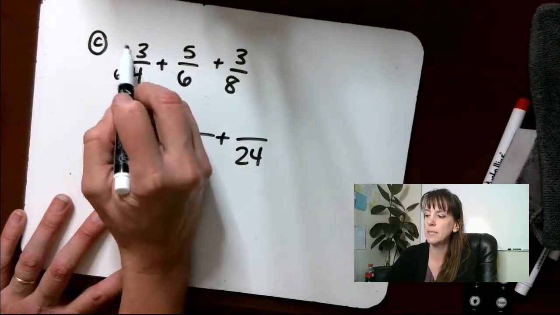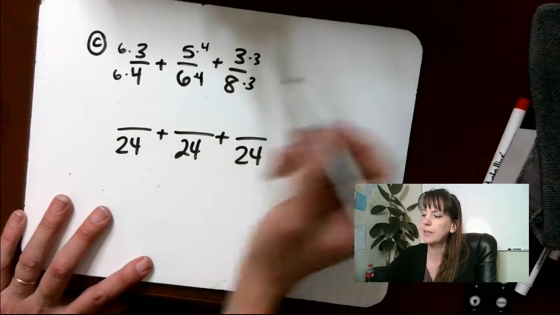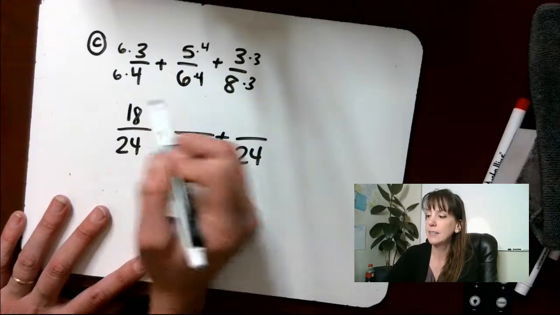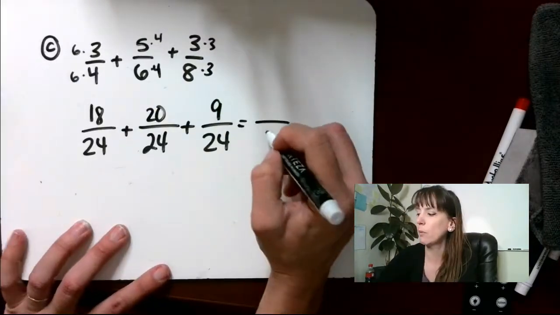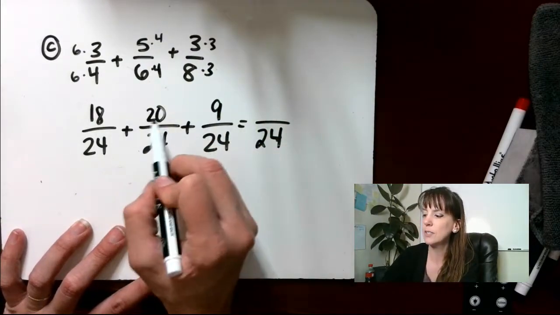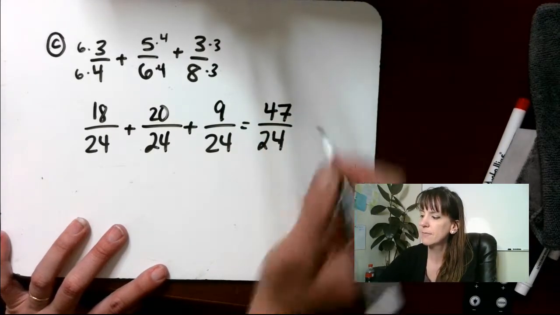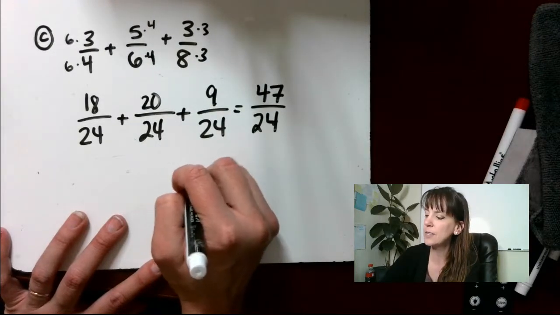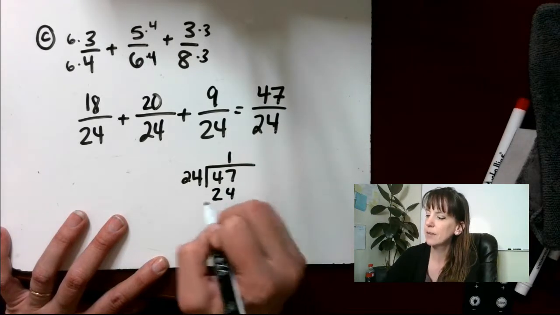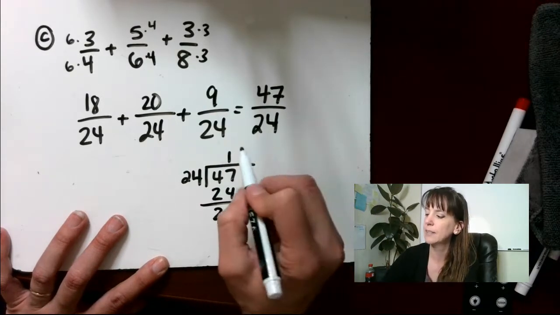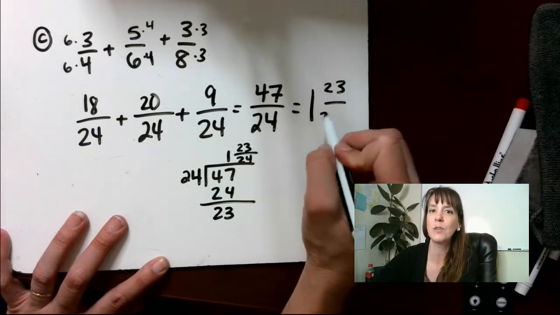This one we're going to have to multiply by 6, by 6. This is by 4, by 4. This is by 3, by 3, and so I end up with 18 plus 20 plus 9. So our denominator is going to remain 24, and then we have 18, so that's 38 plus 9, that's 47. All right, so how many times does 24 go into 47? Looks like 1 time with a remainder of 23. So 23 over 24. So this is going to equal 1 and 23 over 24.